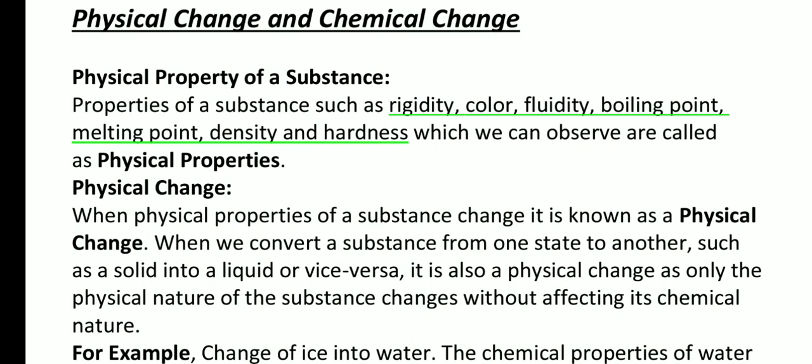When we convert a substance from one state to another, such as solid into liquid or vice versa, it is also a physical change, as only the physical nature of the substance changes without affecting its chemical nature. For example, change of ice to water, the chemical properties of water remain the same.